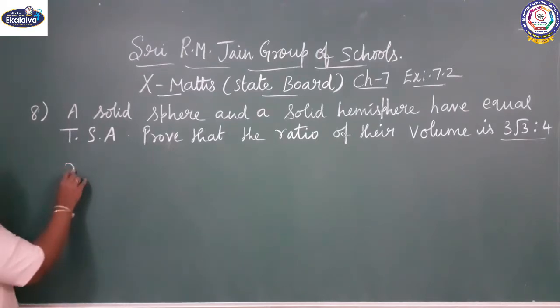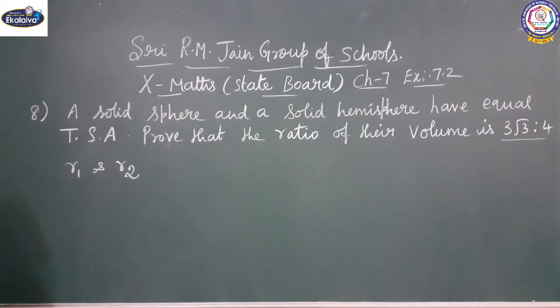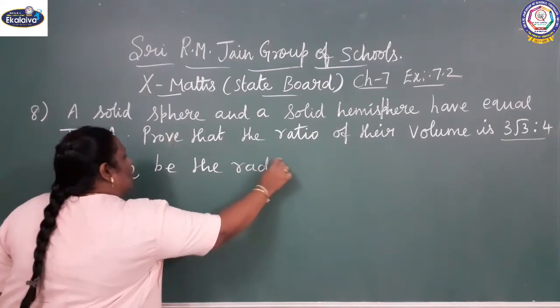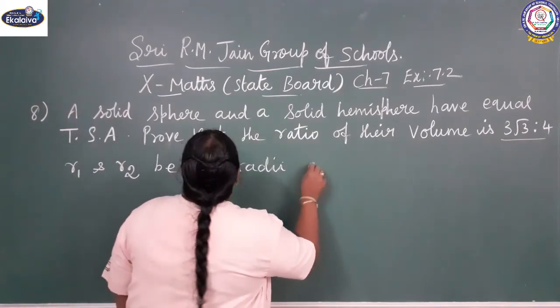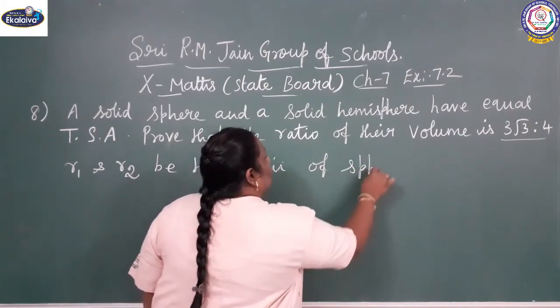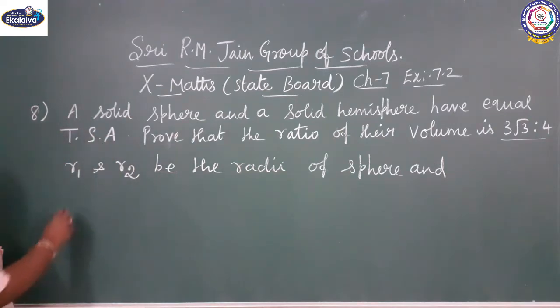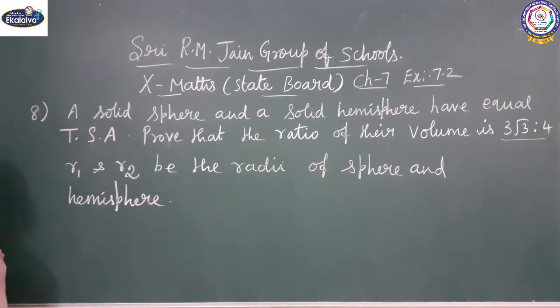See here, you can take it as R1 and R2. Let R1 and R2 be the radii of sphere and hemisphere. So the sphere and hemisphere have equal total surface area.